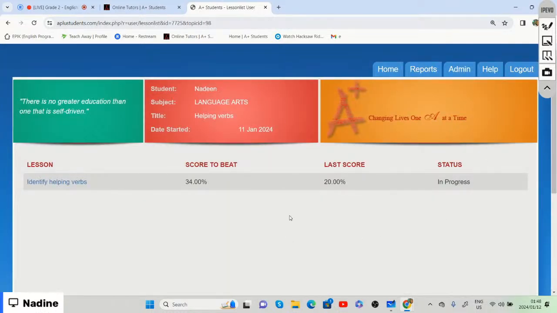All right, so we see that our chapter is helping verbs, and helping verbs within our sentence basically help the main verb to show action. So that is our helping verbs. Helping verbs help the main verbs to show the action.